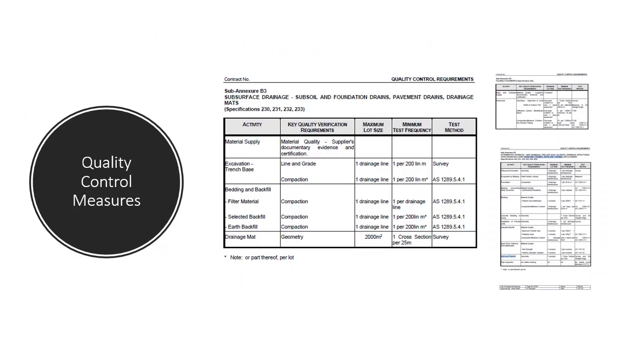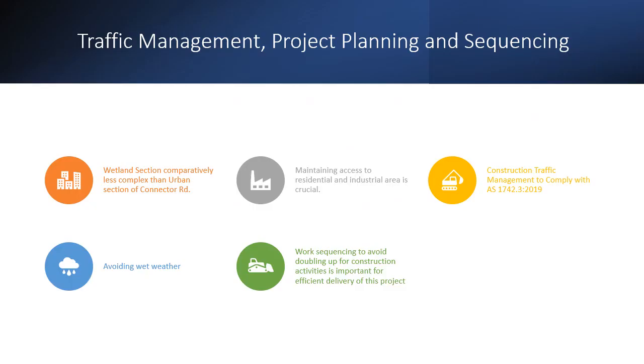This project will require intensive quality control measures, including comprehensive inspection and test plans to capture all the quality control requirements set in City of Greater Dandenong's construction specification. Those measures should be accurately implemented on site, and we must make sure that construction activities are conducted as per the specified methodologies. Construction traffic management has to comply with Australian standards.